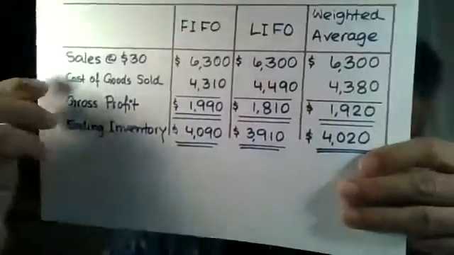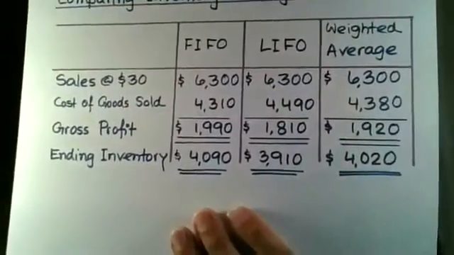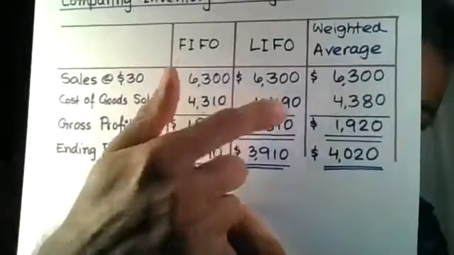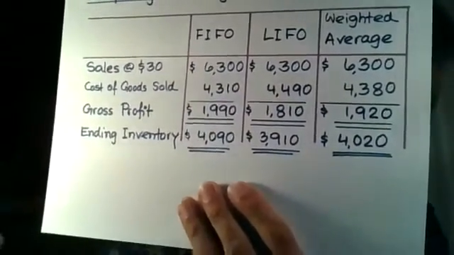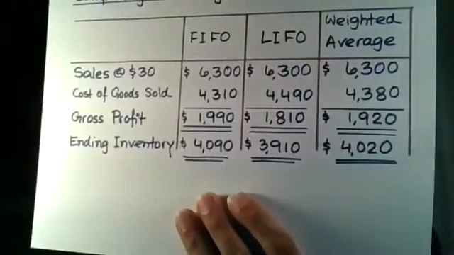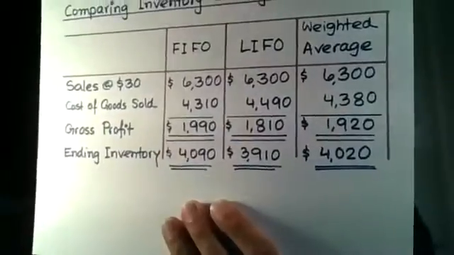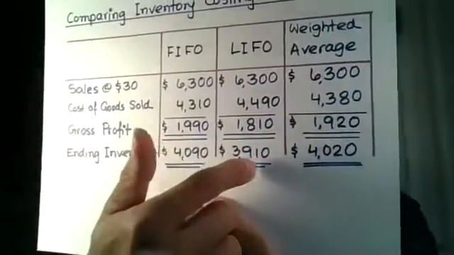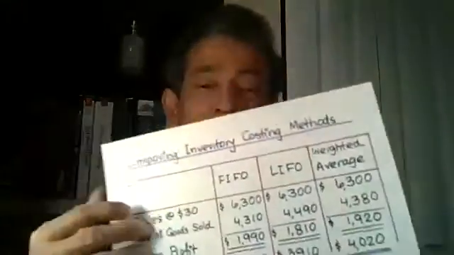All right, so now back to our comparative statement. We have the same net sales, $6,300, minus the three different costs of goods sold. Three different costs means three different gross profits, and three different ending inventory numbers. The ending inventory numbers go onto the balance sheets. Cost of goods sold and gross profit remain in the income statement. All right, you can see the higher the closing stock value, the higher the profit.